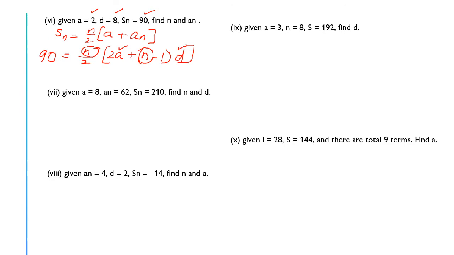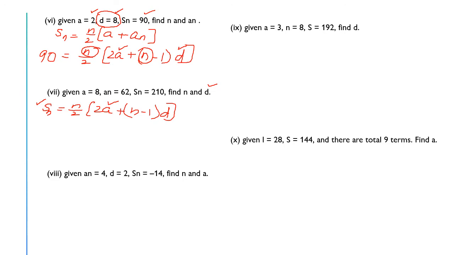Wherever it is not clear, only those things we need to do. Given a equal to 8, n equal to 62, Sn equal to 210, find n and d. Wherever d is coming, children, whenever they ask for d, you always use the equation Sn equal to n by 2 into 2a plus n minus 1 into d. Like in this case also they have given d. So when d is given, you go for the second equation, that is 2a plus n minus 1 into d. In this case, Sn value is given to you. A is given to you. Then d you don't know, n you don't know. Two things you don't know.